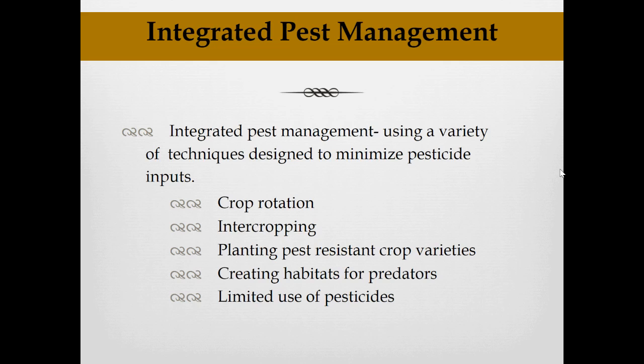So there's lots of things involved in implementing a plan such as this. Some examples of what farmers can potentially do are things like crop rotation, intercropping. They can plant pest-resistant crop varieties. They could create habitats for the natural predators of those pests, and potentially limit their use of chemical pesticides.